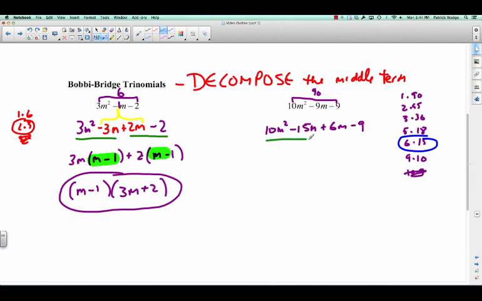Pair them up. First two, second two. Greatest common factor of the first two is 5m. 5m times what is 10m squared? 2m. 5m times what is negative 15m? Negative 3. There's a plus sign, so I write plus. Greatest common factor here is 3. 3 times what is 6m? 2m. 3 times what is negative 9? Negative 3. We got the same thing in both brackets. That's great. I can write that down as one factor, and then I put these two together, 5m plus 3, and we're finished.